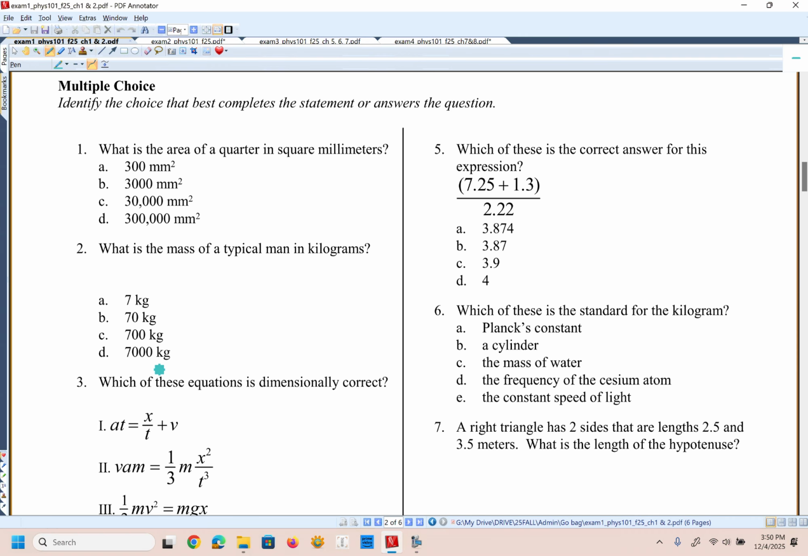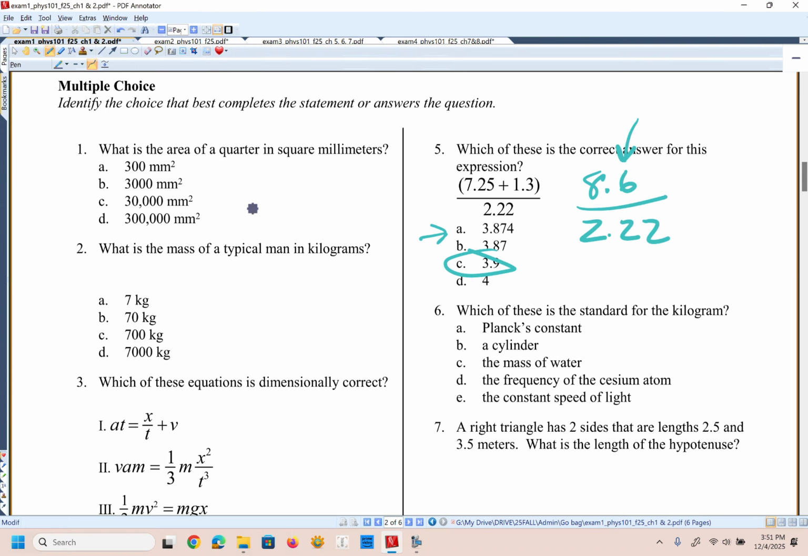That is 8.55 or 8.6. Because I keep the lowest number of decimal places when I'm adding. And then that's divided by 2.22. That must be equal to 3.874. But when I'm dividing or multiplying, I keep the lowest number of sig figs. So I have 2 sig figs right here. So the answer is C, 3.9. Okay?